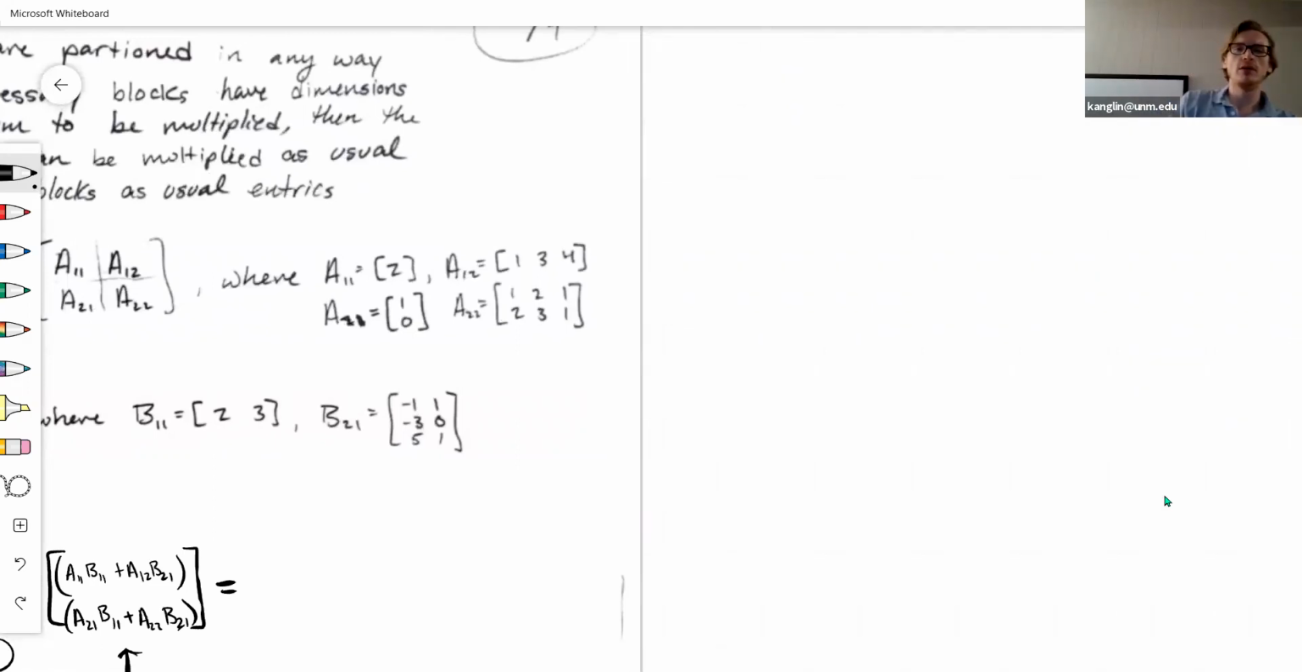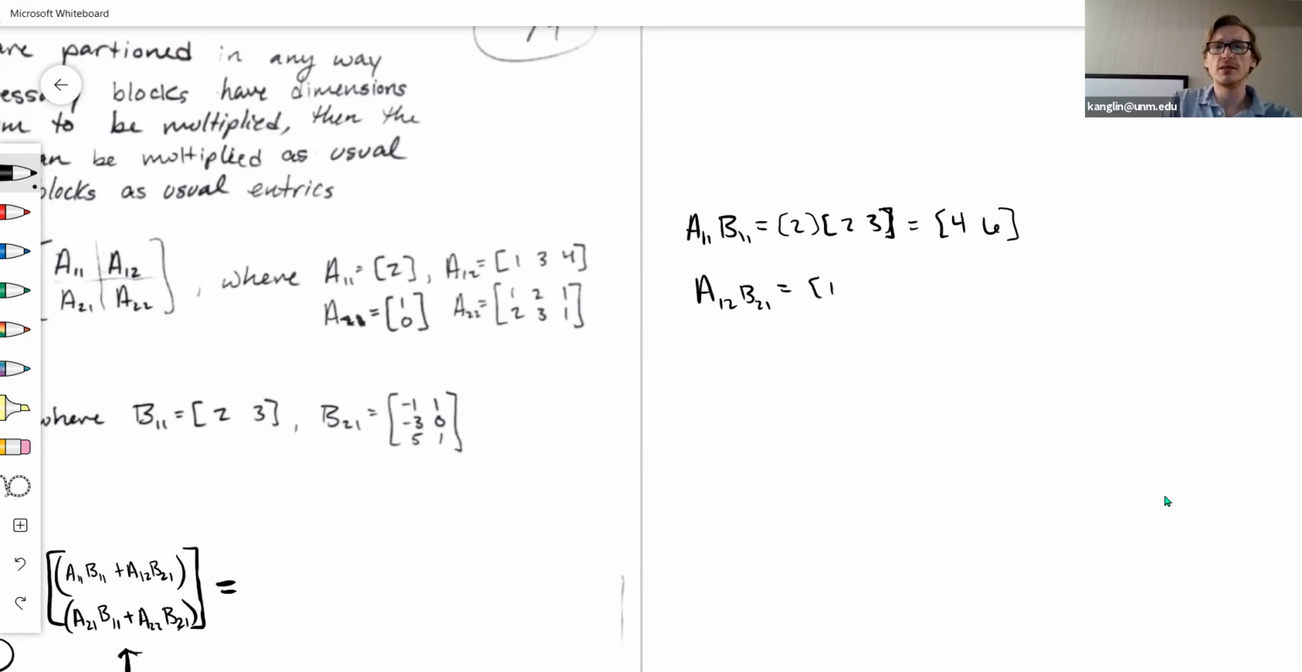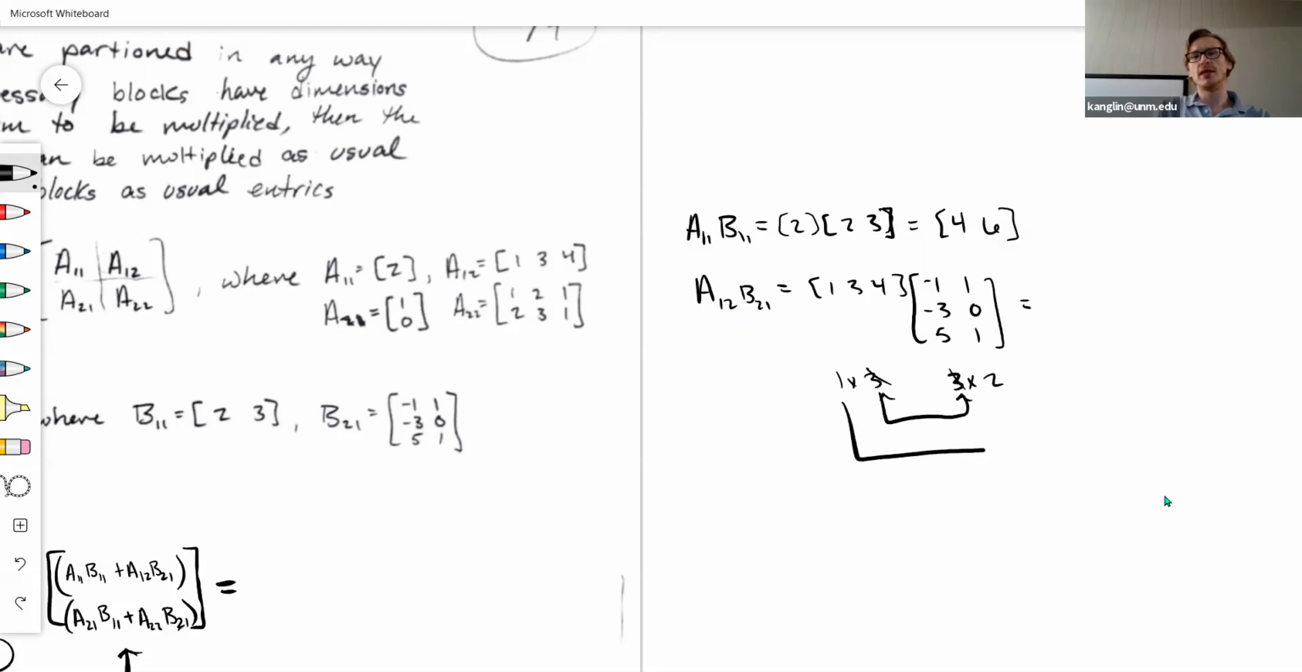We need A11, B11. A11 is just 2. B11 is 2, 3. You can work it out. Matrix multiplication in this case just gives you 4, 6. We also need A12, B21. What is this? B21. This one actually requires some work to multiply out. Do the dimensions work? Yes, this is 1 by 3 out front, 3 by 2 out back, inner match. So we get the dimension of the outside numbers for the result, 1 by 2.